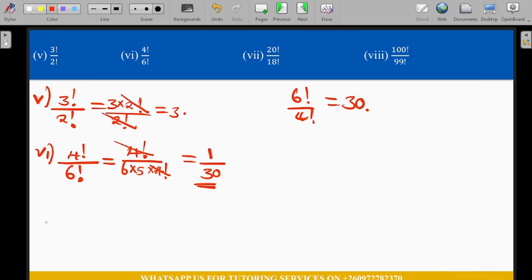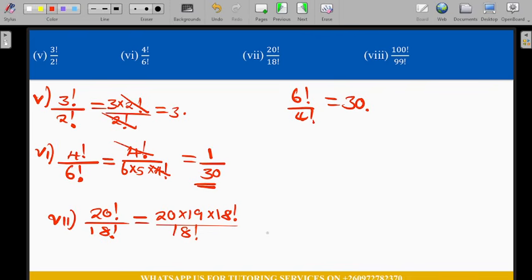Right. So we move now to part 7. We have 20 factorial over 18 factorial. So for this, we do the same. We reduce the bigger number, which is 20 factorial, up to 18. So it will be 20 times 19 times 18 factorial over 18 factorial. So 18 factorial and 18 factorial cancel. We just have 20 times 19.